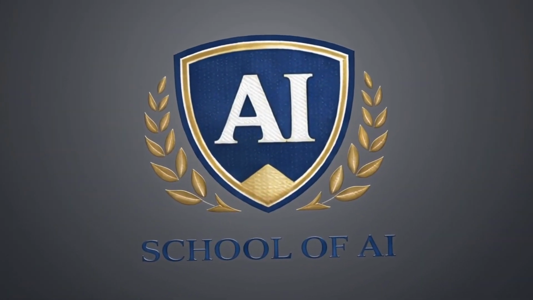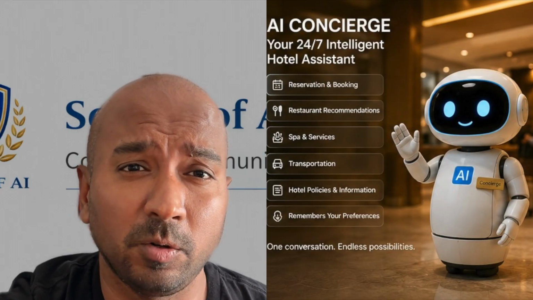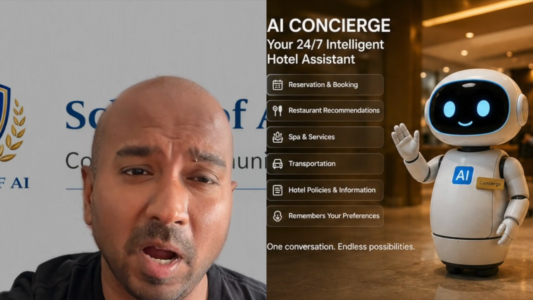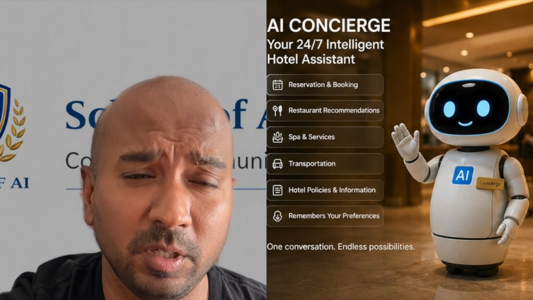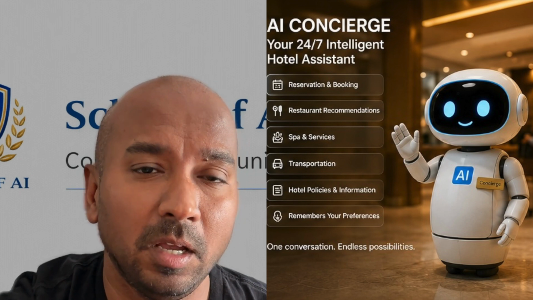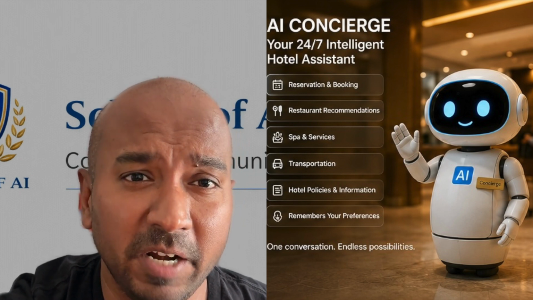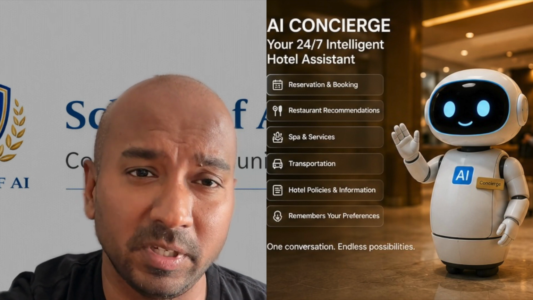School of AI. Imagine walking into a hotel where the AI concierge can answer questions about your reservation, recommend restaurants, book a spa appointment, arrange airport transportation, and remember your preferences from your last stay. It can also search through hotel policies and even coordinate with multiple specialized AI agents, all in a single conversation.